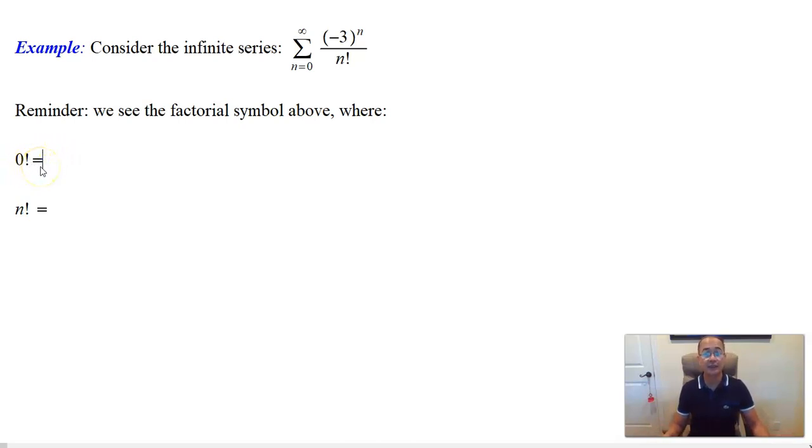Reminder that by definition, 0 factorial is not 0. It is in fact 1. Okay? But n factorial is defined as a product. So you start with the highest number n, and then you multiply by the number right before that, n minus 1, and then the number right before that, n minus 2, and you keep on going, etc., until you get to 2 and 1. Okay?